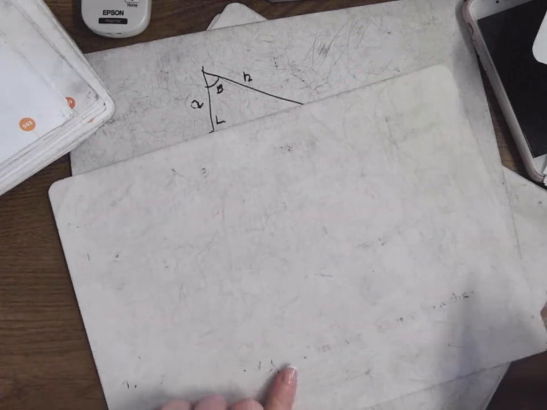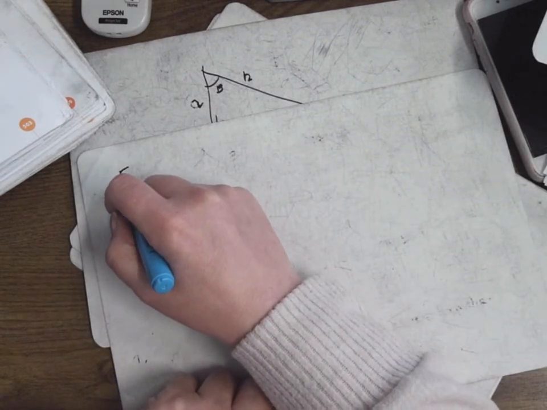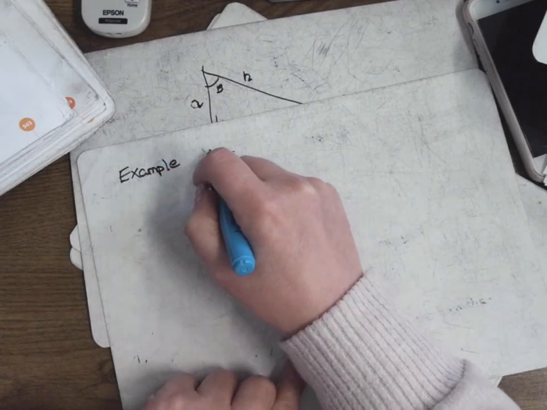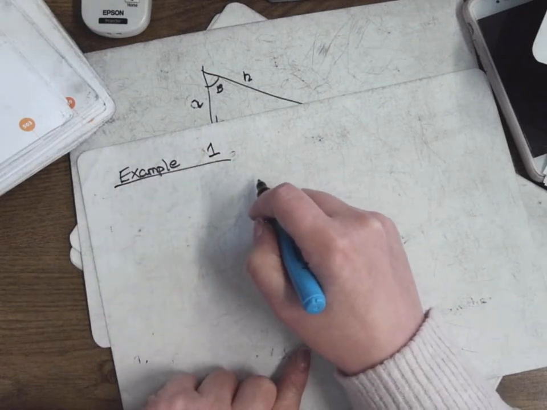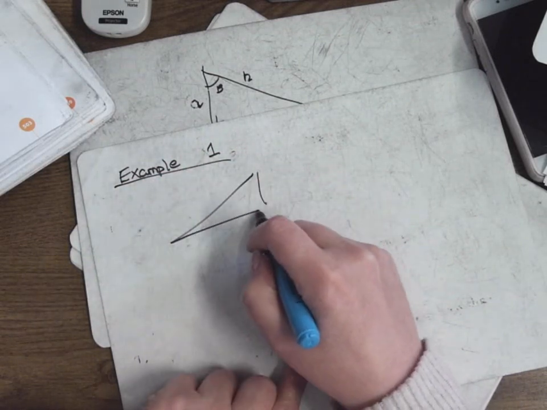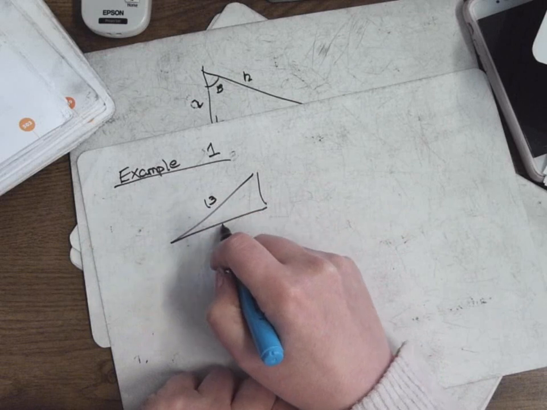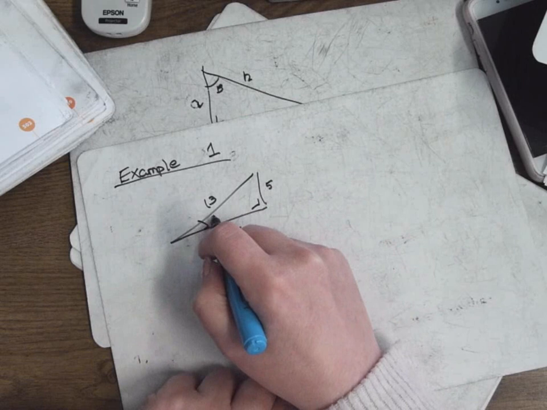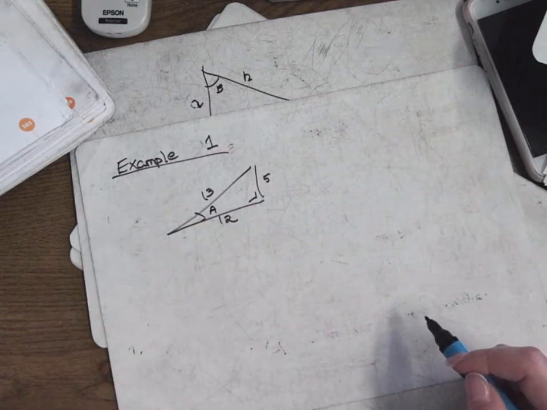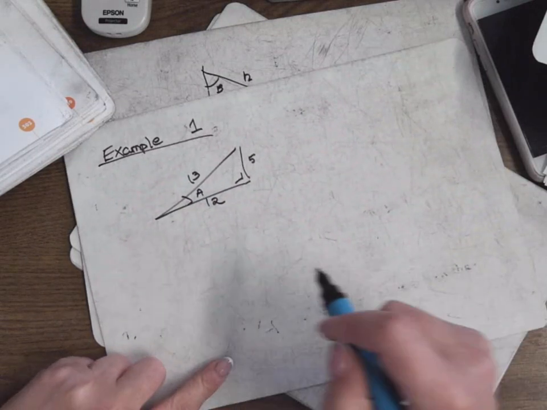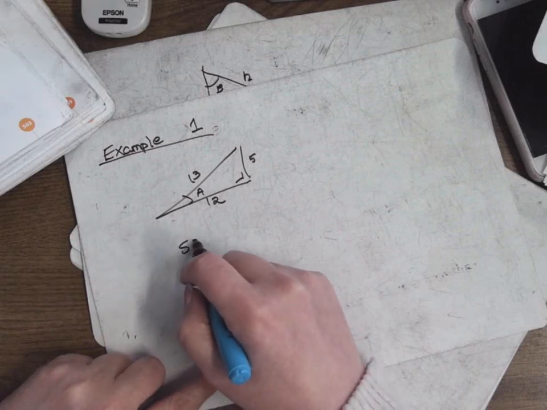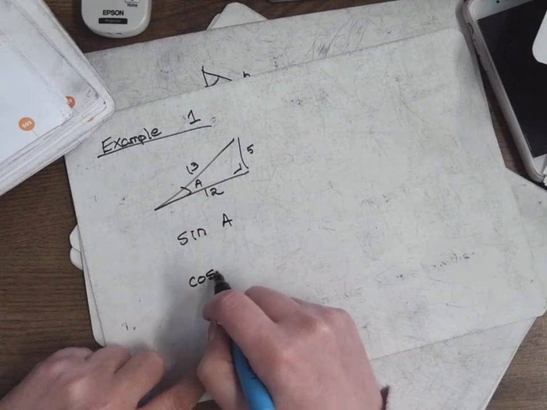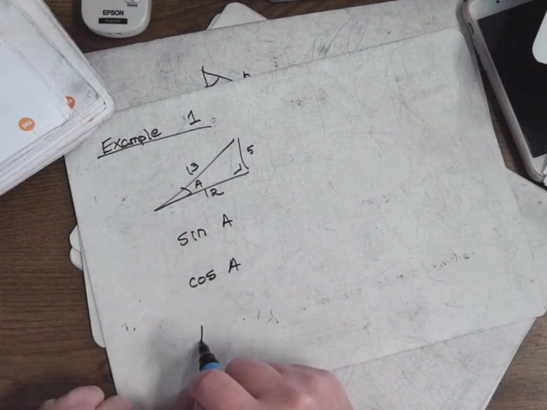Right, okay, so if I have example 1, I have a right angle triangle, so 13, 12, and 5, and there's my right angle, and I'm talking about this angle here, and the question is, just write me down sine of A, cos of A, tan of A. So write me down what sine of A equals, what cos of A equals, and what tan of A equals.